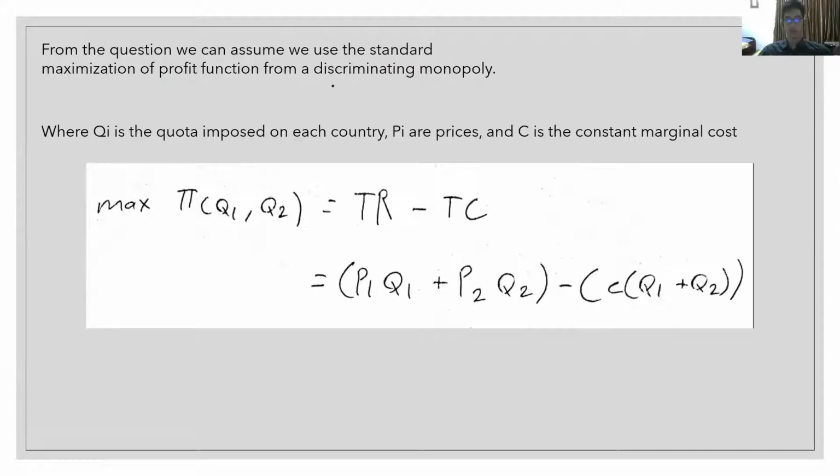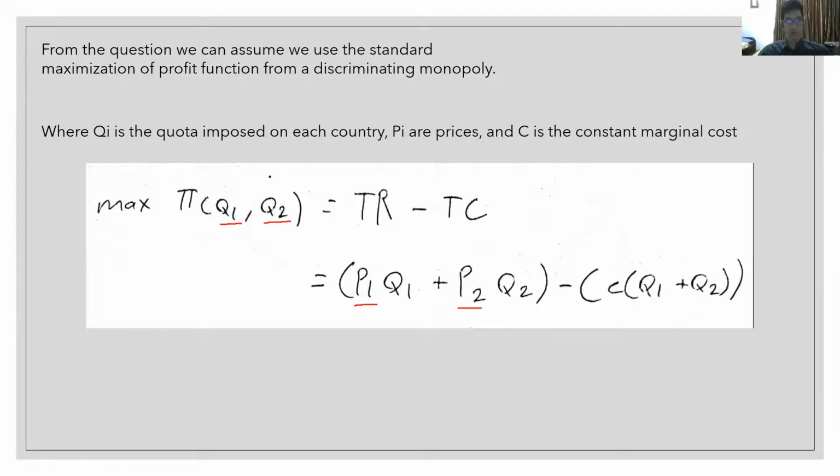In order to do that, we first have to assume that we're using the standard profit maximization equation for a discriminating monopoly. Here Qi is the quota imposed on each country, Qi meaning Q1 and Q2, and Pi are the prices, Pi is P1 and P2, and C is the constant marginal cost.